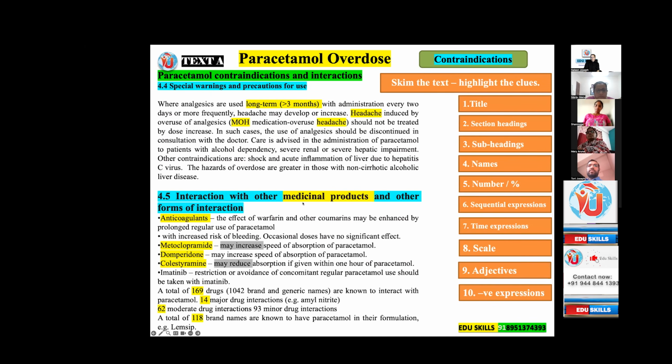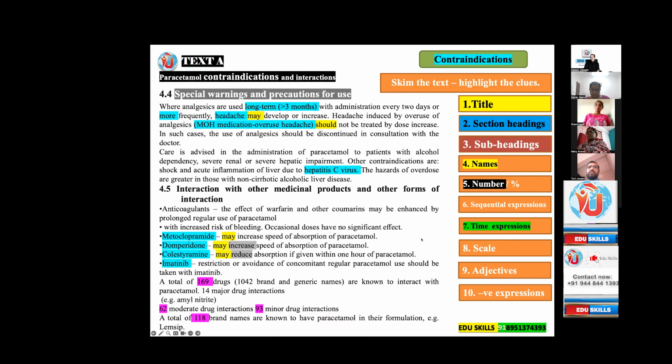Then you have interaction with other medicinal products. And you have these medicinal products names, then the numbers. One of these names will be connected to the answer. One of these numbers will be connected to the answer. I'm just trying to convince you how the clues work.